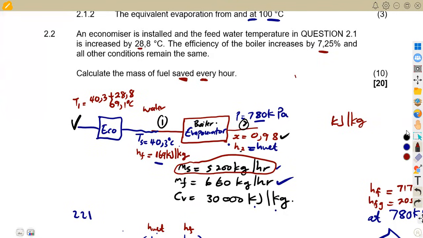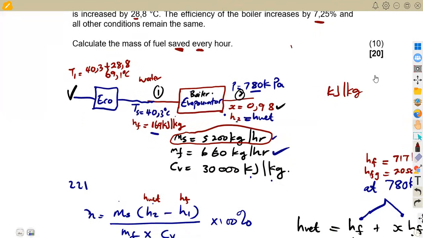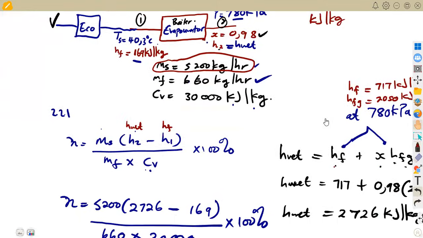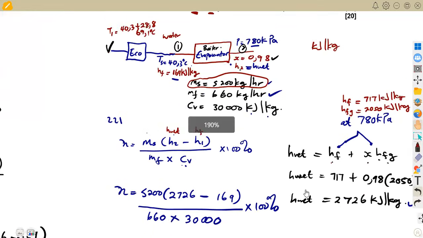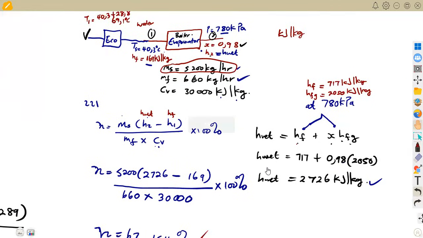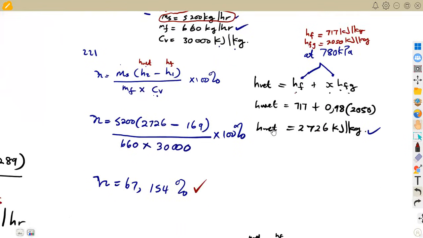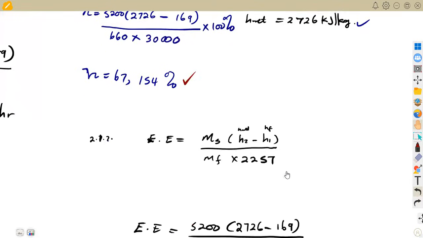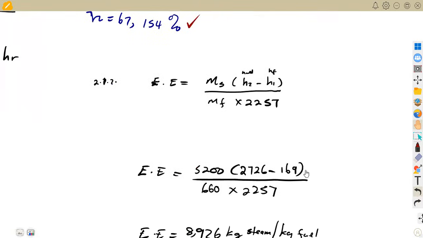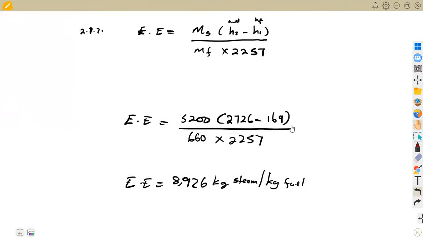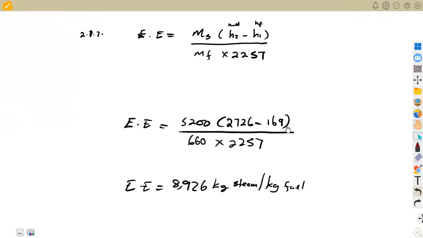Just for the sake of revision, so that we understand. That was actually 20 marks for everything. All you need is to know your formulas properly and how to have a sketch of the information that you are given. From that sketch, it can help you to understand how to answer your questions. It's very, very important to do that.